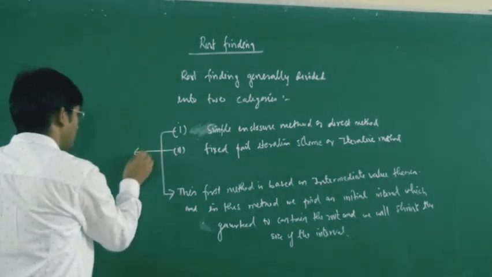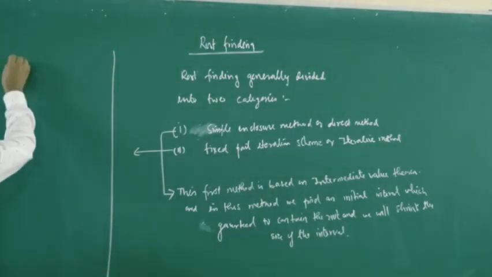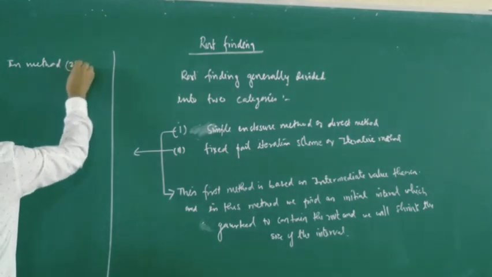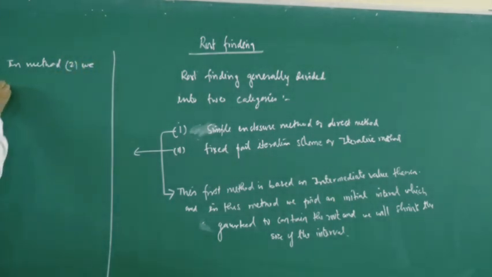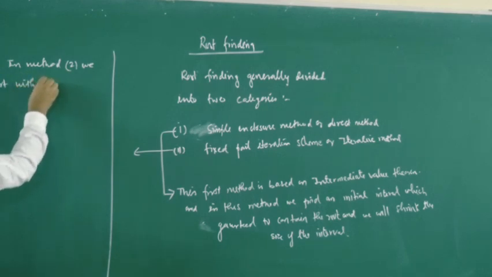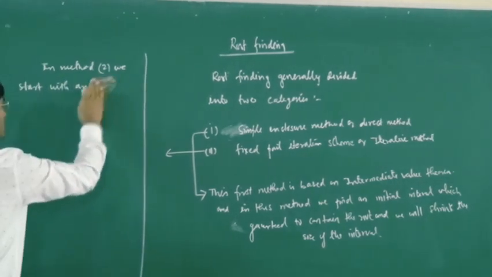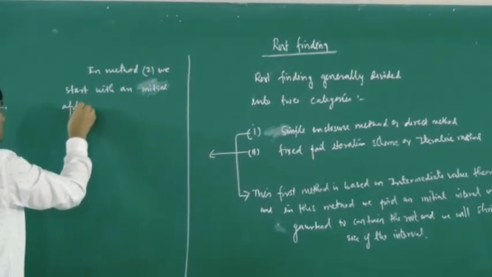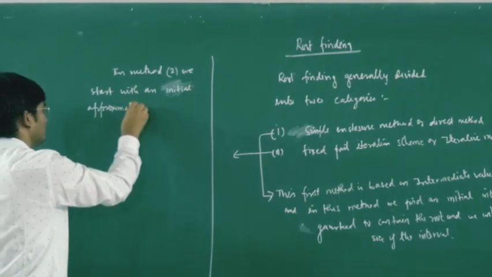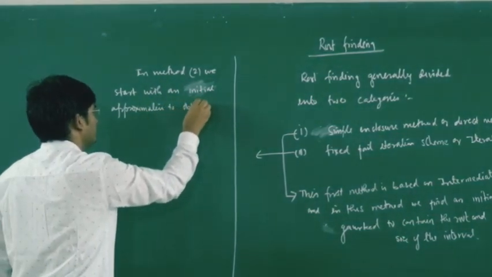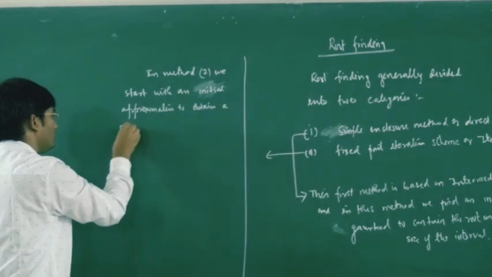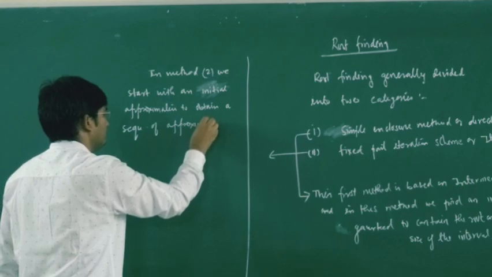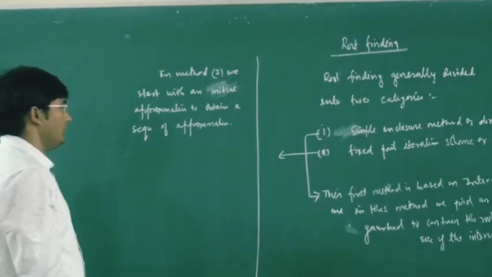Now in method 2, we start with an initial approximation to obtain a sequence of approximations.